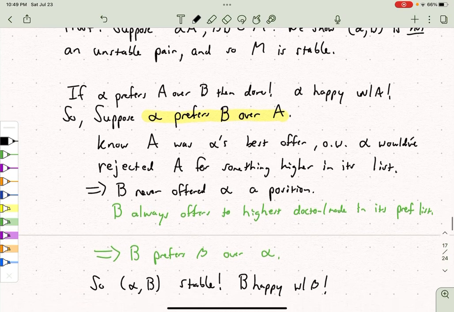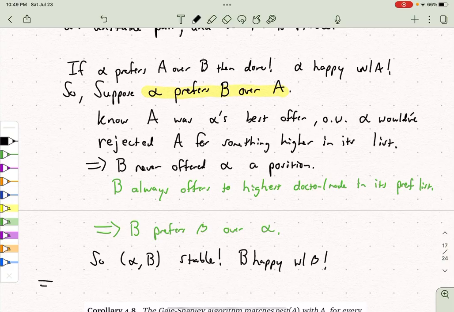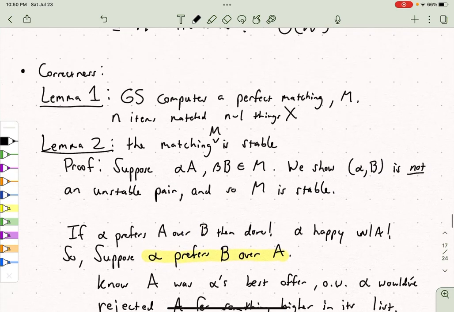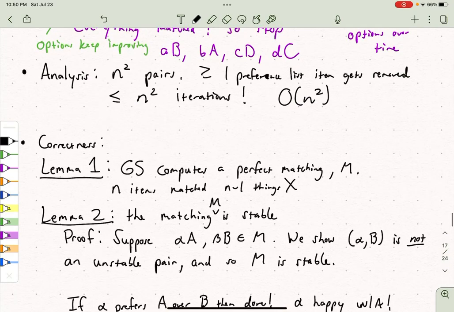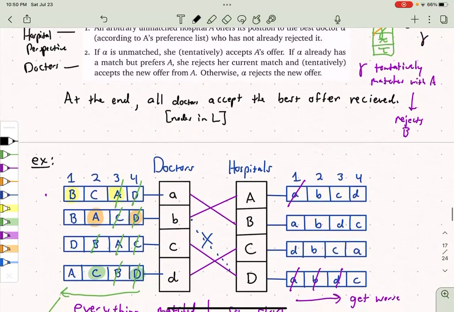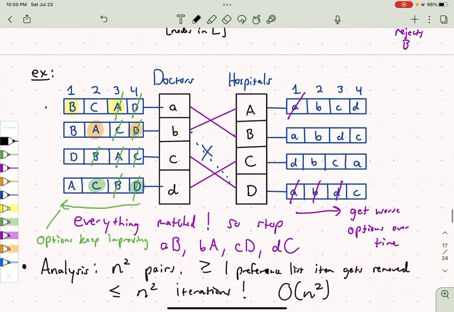So overall, we have the Gale-Shapley algorithm is correct. It computes a perfect matching, and it's a stable matching, and that's all we really needed. And it's pretty fast. It runs in O of n squared time, depending on how you're going to implement the exact operations.